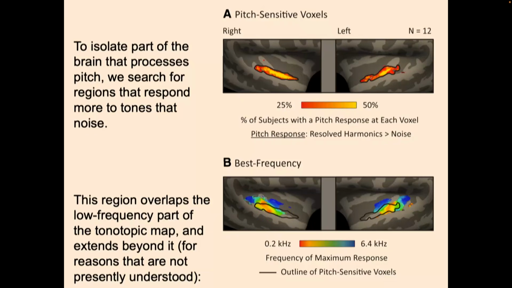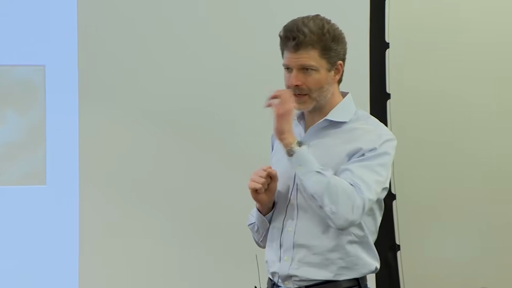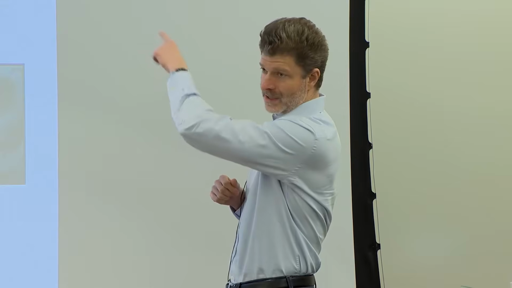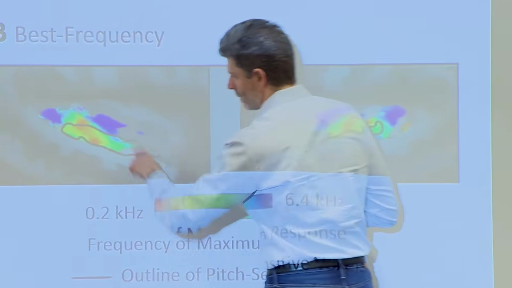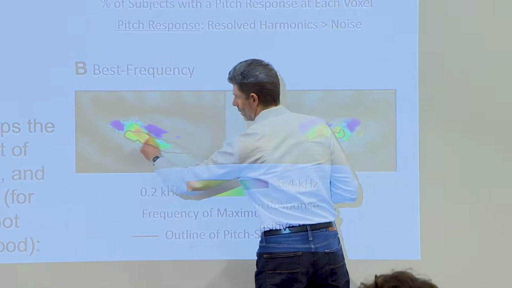So we have the right hemisphere and the left hemisphere, and these are probabilistic maps of the likelihood that a voxel will significantly respond more to tones, so harmonic tones, than to noise. Right? And so you see these regions that have that property. Right? And so at the bottom part, the borders of that region are compared to that tonotopic map that we just looked at. So again, we've got high, low, high.